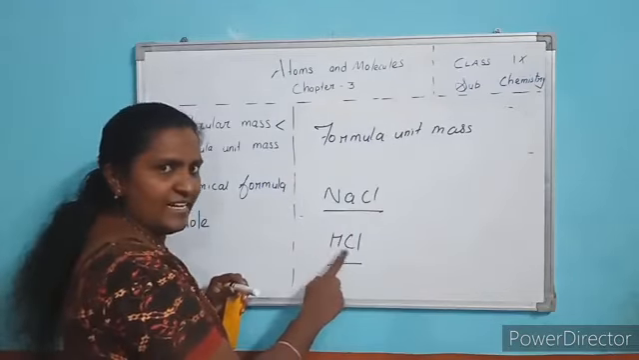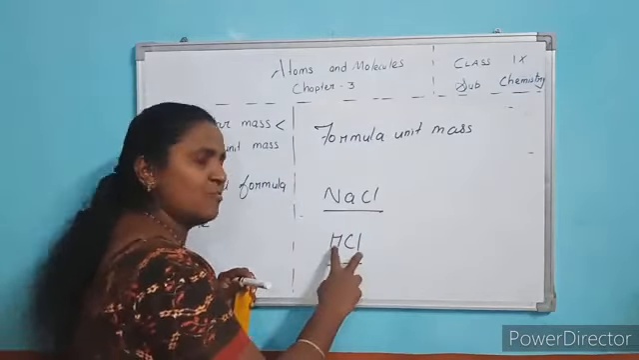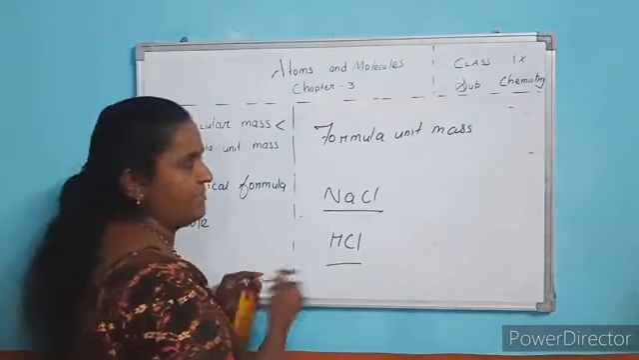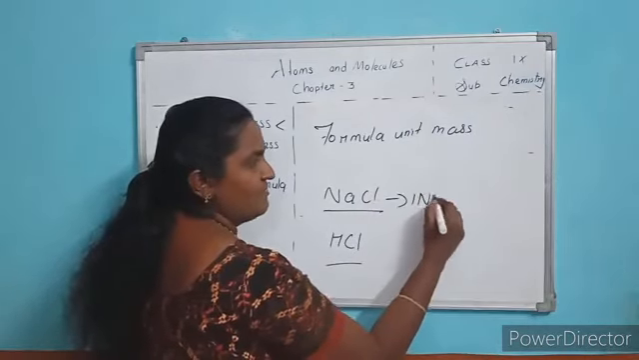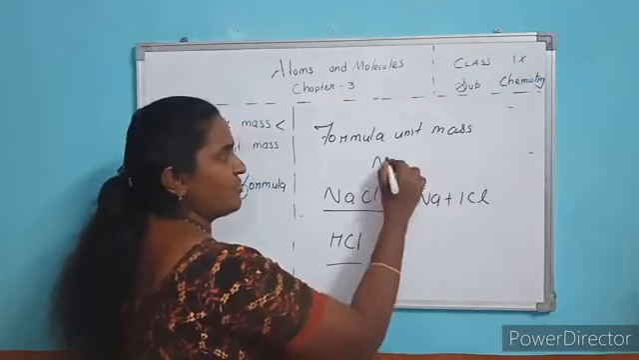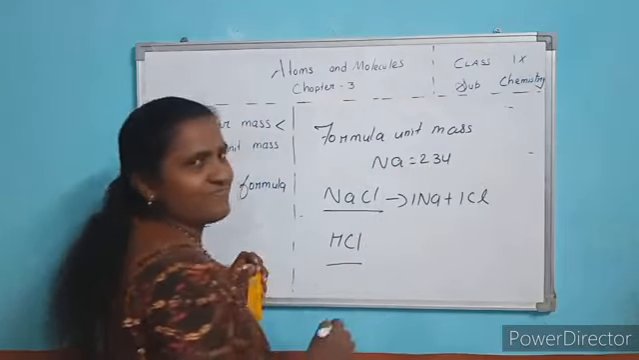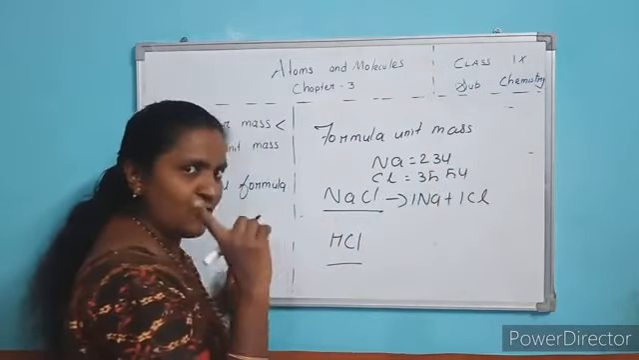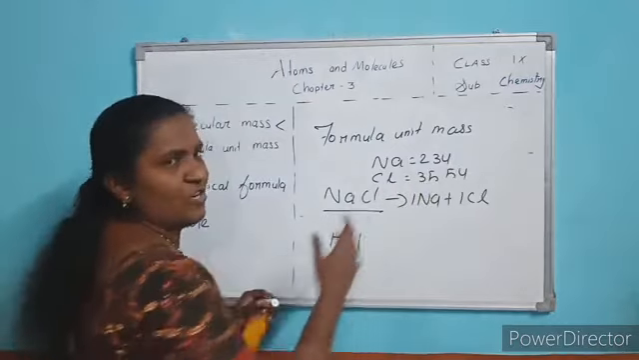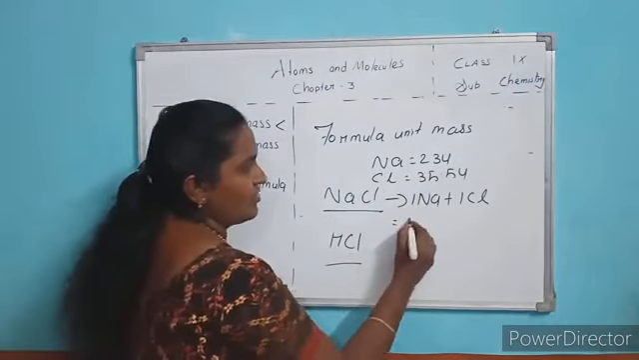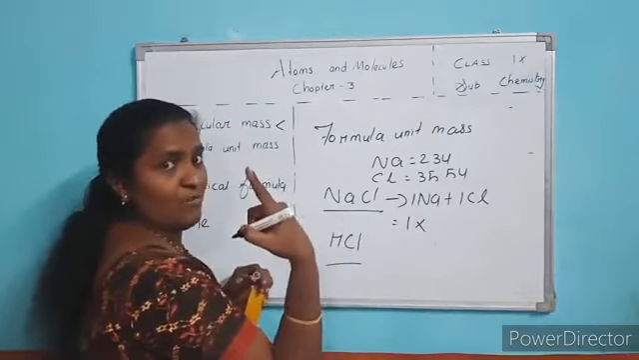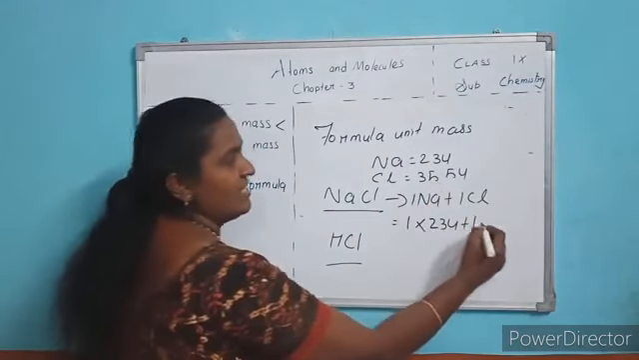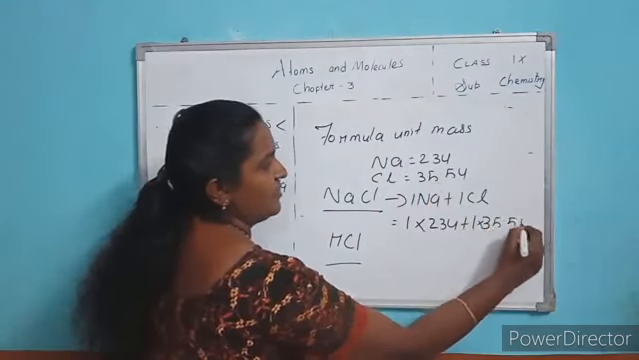Here also hydrogen and chlorine elements are present. These masses you add, sum, you will get the formula unit mass of hydrochloric acid. Now listen, only 1 sodium and 1 chlorine. You know sodium mass is 23U and chlorine mass is 35.5U. 1 chlorine atom mass is fixed. You have to learn. Now equal to 1 into 23U for 1 sodium, and 1 chlorine mass is 35.5U.